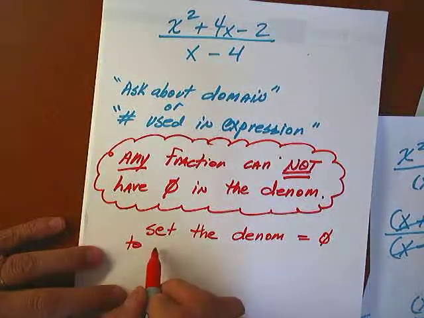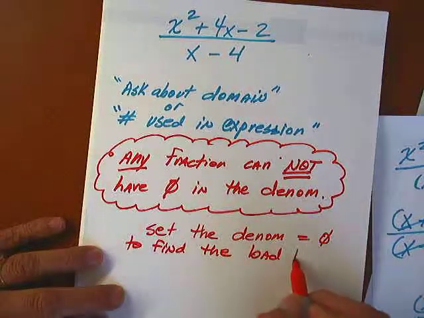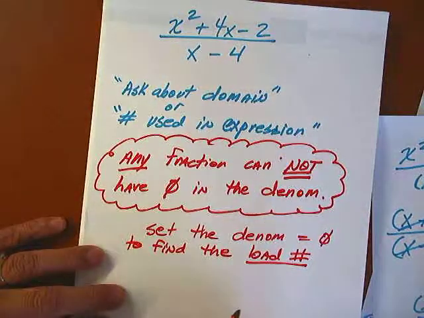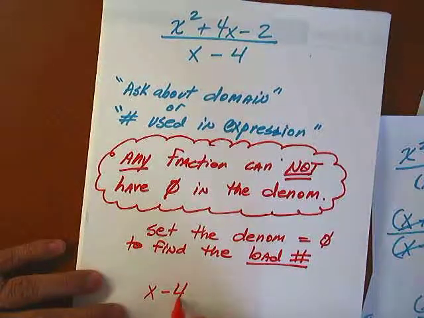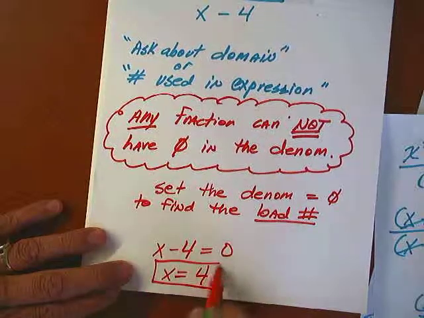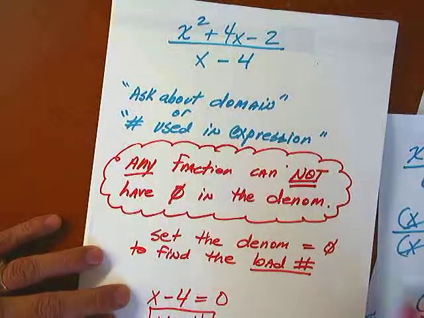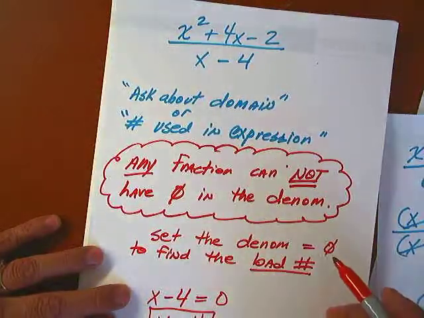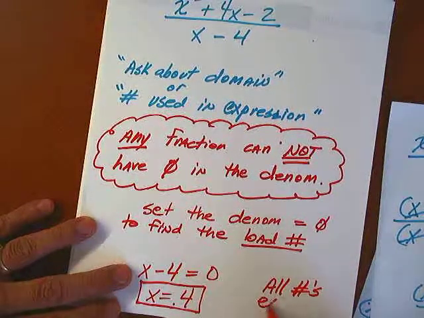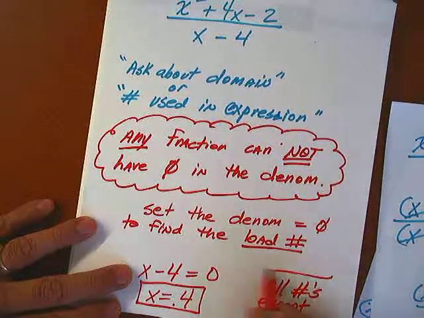So whenever you're given a rational expression, always set the denominator equal to 0 to find the bad number. In other words, the number that will blow up the function or make it not work or make it undefined. So x minus 4 is equal to 0, x is equal to 4. That means if you plug in a 4 into this expression, it will put a 0 in the denominator and it will not be defined.